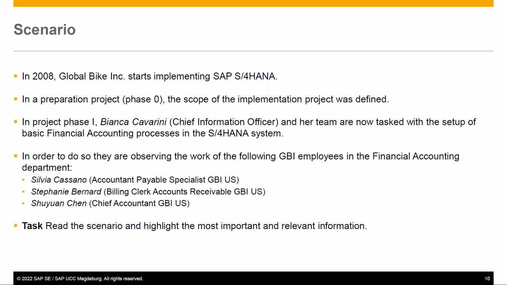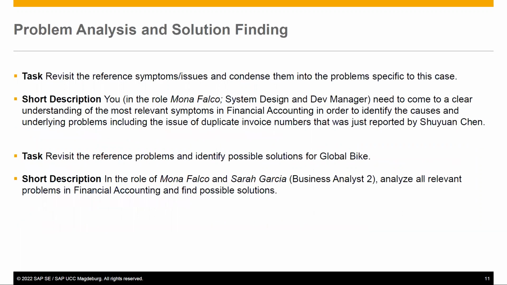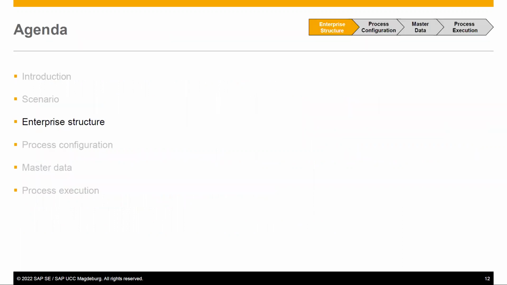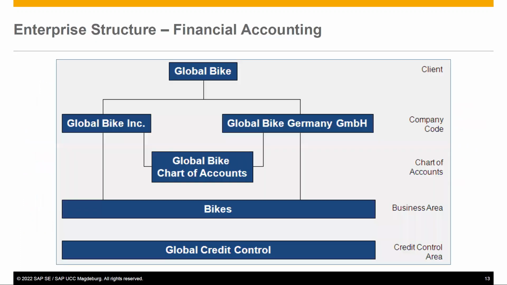We have a scenario where Global Bike started in 2008 and started implementing SAP S4HANA. We have a phase 0 and then a phase 1. In phase 1, they will be implementing the finance module. So now you have to read the whole scenario and try to find the solution from it. I'll share it with you guys, and then we'll work on the enterprise structure.